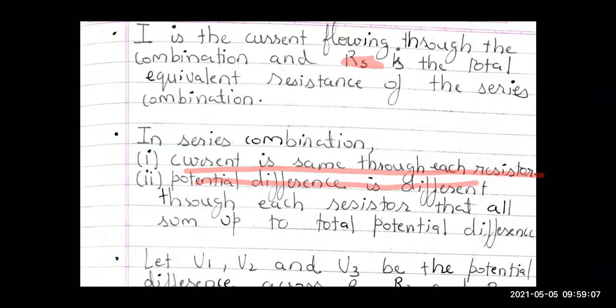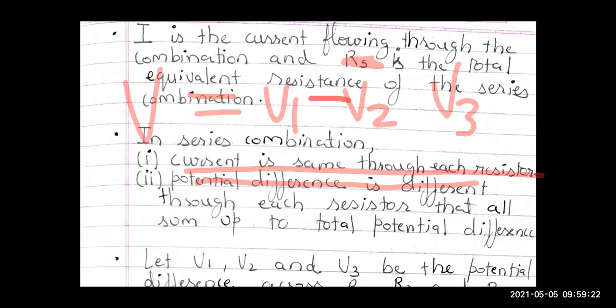In series you saw that the current is the same, yes, but the potential difference across R1 was V1, across R2 was V2, and across R3 was V3, right? And the total potential V was V1 plus V2 plus V3. So this is the characteristic of a series combination.